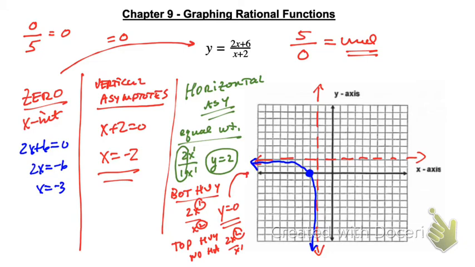Never touching the asymptote. Now, that has told us what's happening on this left side of this vertical asymptote. What's happening on the right-hand side? Where's the dog? Is he up top up here or is he down below? How do we figure that out?